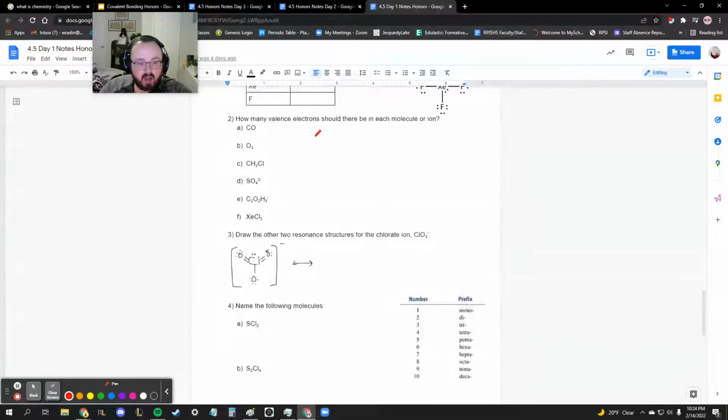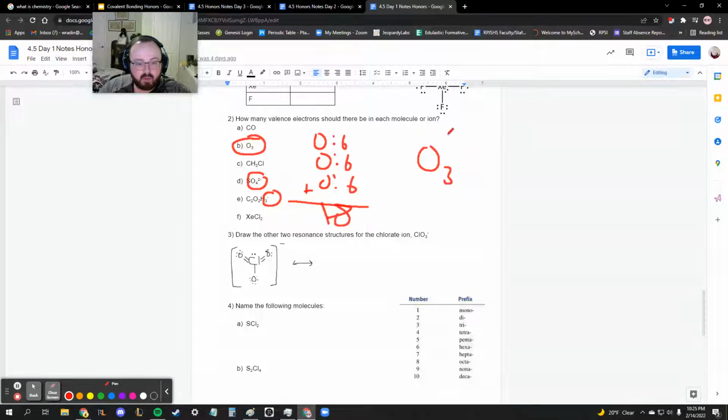Alright, down here, how many valence electrons should there be in each molecule or ion? I'll take O3 just as an example. Each oxygen has 6. So we should have 18. Alright. When there's a charge like that, you have to add the charge as well. So if this was, let's just say, O3 with a 3 minus charge like this, you would have to add another 3. Alright?